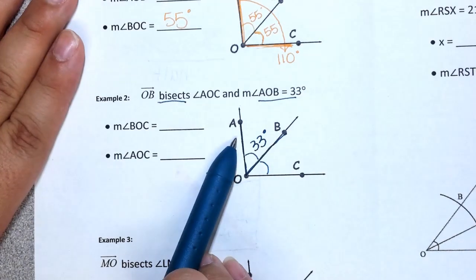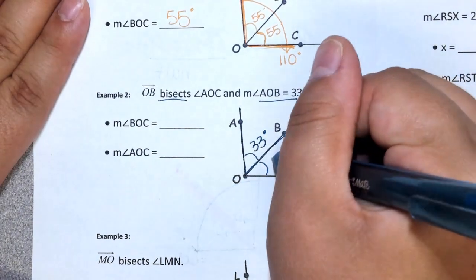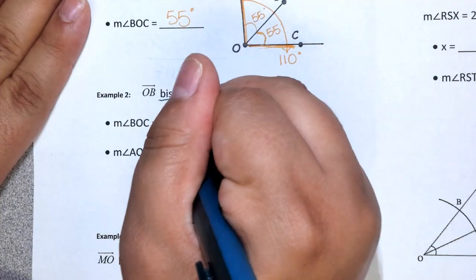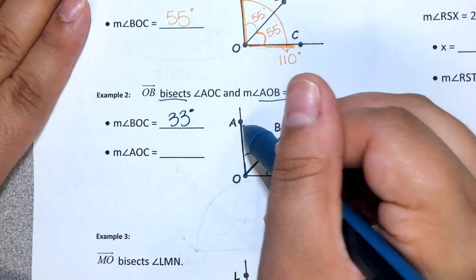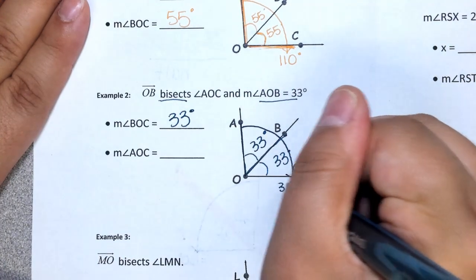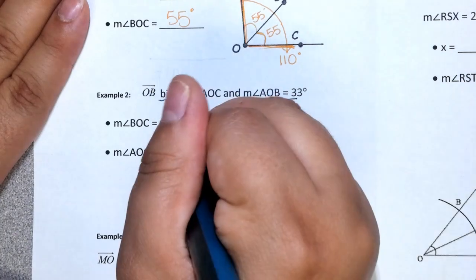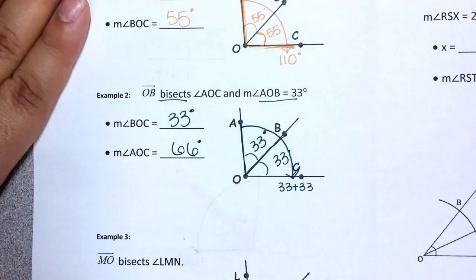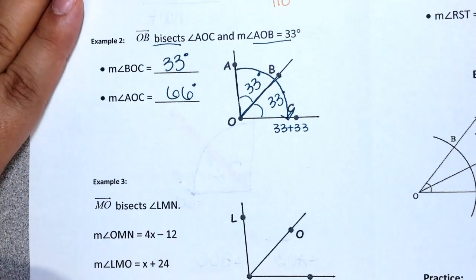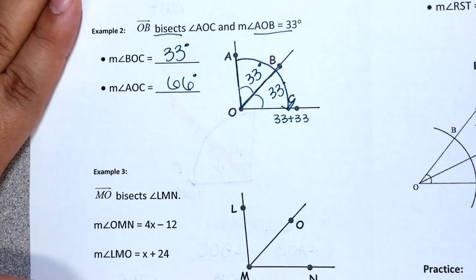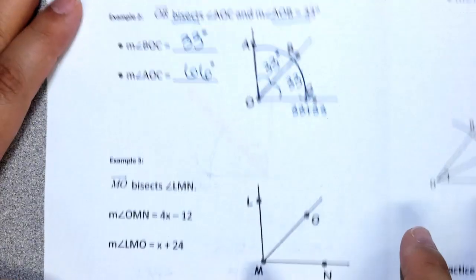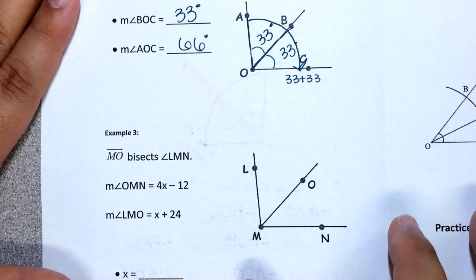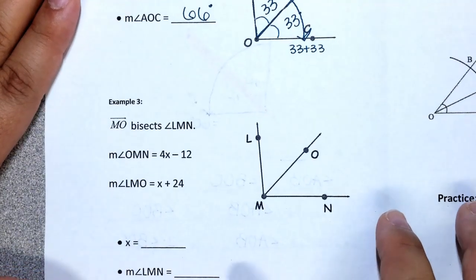If AOB is 33, what's BOC? 33 degrees. Are we okay with that? What would the whole thing be? You just add them together. 33 plus 33 is 66 degrees. What questions do I have? Are we okay? Next. Am I going too fast? No questions? All right, next one.